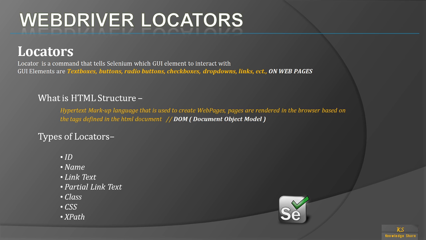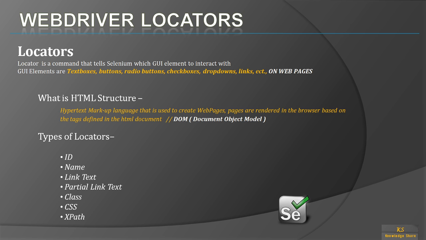A locator is a command that tells Selenium which GUI element to interact with. This GUI element is nothing but part of your web page, which contains text boxes, buttons, radio buttons, checkboxes, dropdowns, links, etc. Whatever it is, it might be a scroll down bar or scroll up, or it might be an image in a web page. Everything is called an element on a web page. Each and every element will have its own ID, its own property to catch that element.